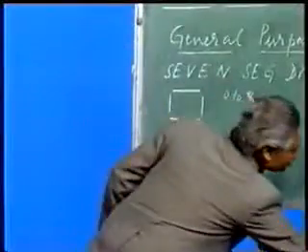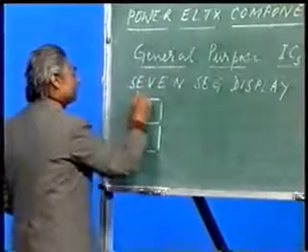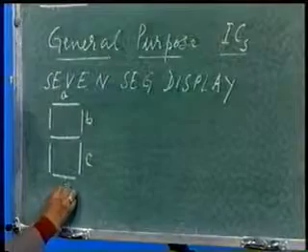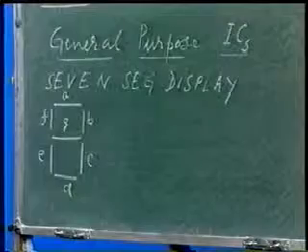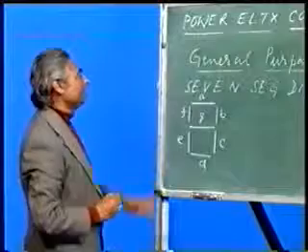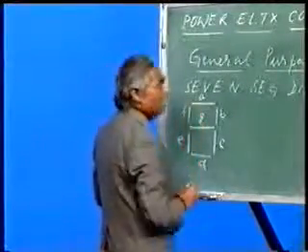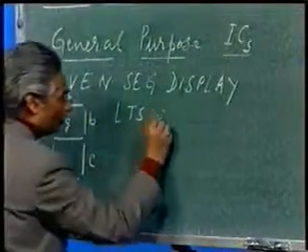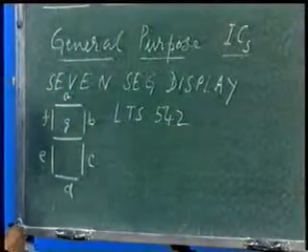Now let us see what these segments stand for. They are A, B, C, D, E, F and G. Now if I go to the IC, there is one LTS 542. This is a very commonly used IC, 7 segment display, and this is common anode type.